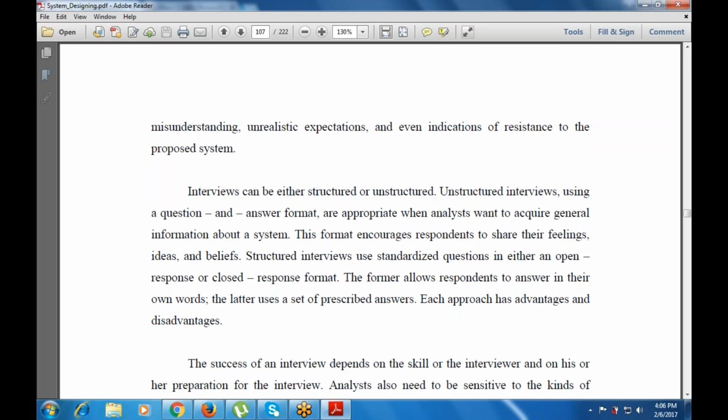Interviews can be either structured or unstructured. Whatever interview is followed up can be either a structured interview or an unstructured interview. Unstructured interviews using a question and answer format are appropriate when an analyst wants to acquire general information about the system. Unstructured means there is no specific format available for this.